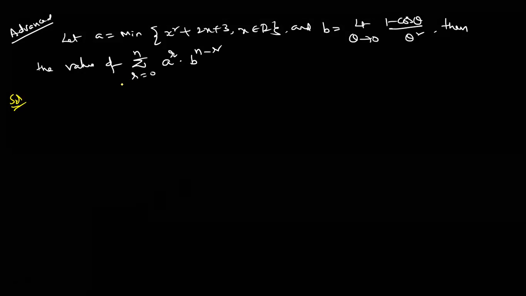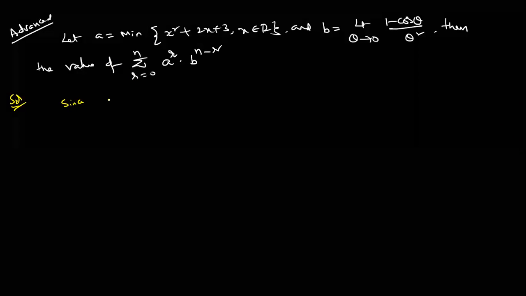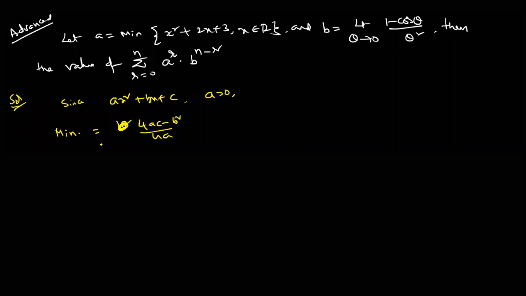Anyone? Minimum means what? Yes, students, given what are the key? See, ax square plus bx plus c, what is the minimum? Minimum means a should be greater than 0, then only minimum exists. What is the formula? (4ac minus b square) by 4a. Apply this formula.